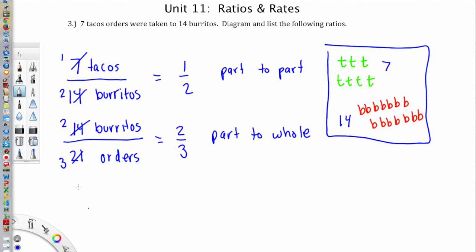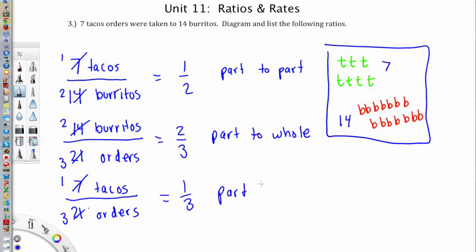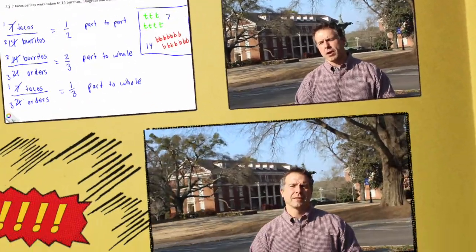And we can do one more part to whole ratio, which would be 7 tacos out of 21 orders in all. And this will reduce. 7 goes into 7 1 time, 7 goes into 21 3 times. It is a 1-to-3 part to whole ratio. And we know that we can write these ratios in 3 different forms. Okay, boys and girls, I hope that problem was fun.